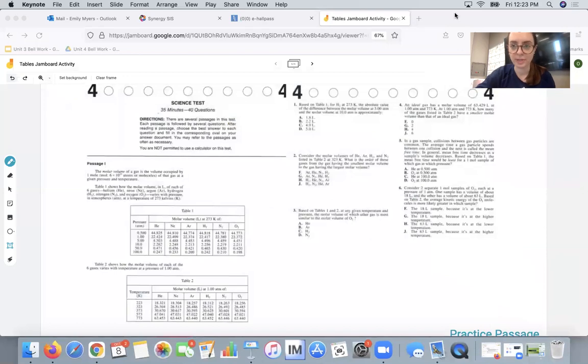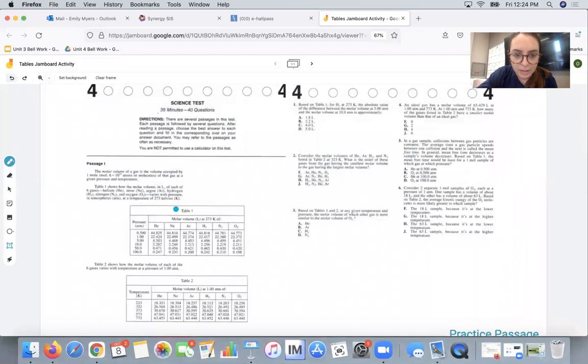Okay, so here is the practice passage that you were working with. Again, the first thing I'm going to do is not read this paragraph. It's just going to waste my time. I probably wouldn't understand it anyway, because remember, they usually are using really high level science things that you probably haven't seen.